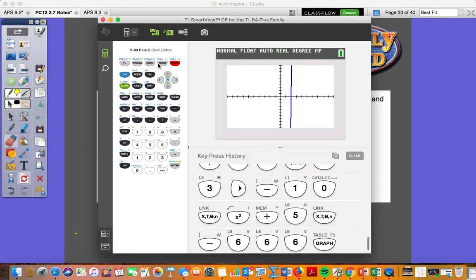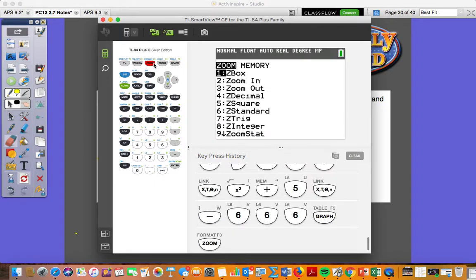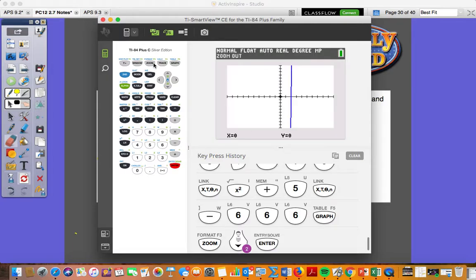Then what I'm going to do is see if there's another one that I can see. So I'm going to zoom out, and just hit it once. I'm just going to zoom out one more time. Yeah, zoom out just to see.